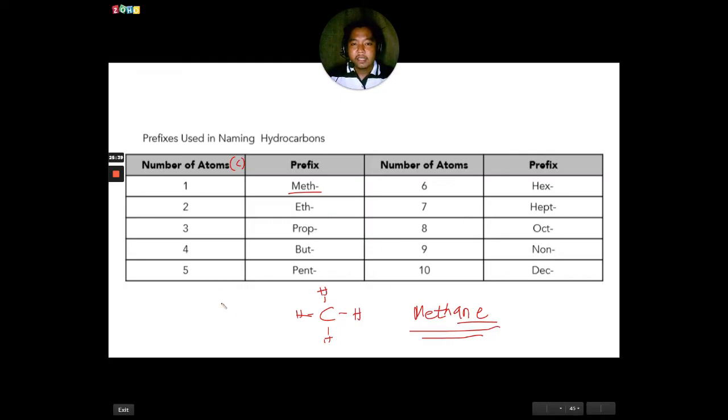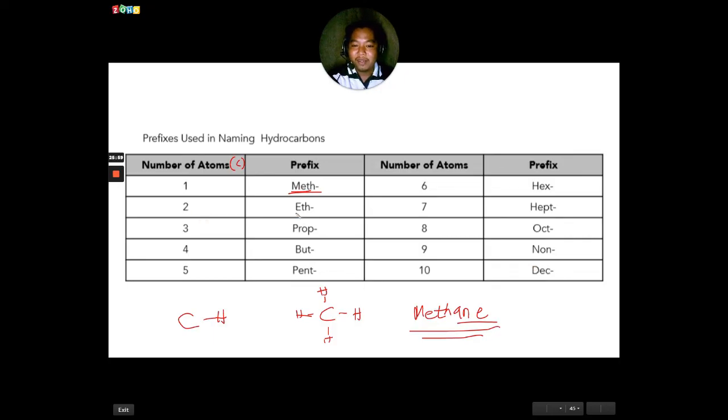Bakit kaya meth? Si carbon, natagpuan niya si hydrogen. 'Di ba? Oh. Carbon, meth, H. Hydrogen. Charot lang. Invento ko lang 'yan. So, methane, that's the prefix. Meth is the prefix for 1. Baka naniniwala kayo sa mga gawa-gawa ko.